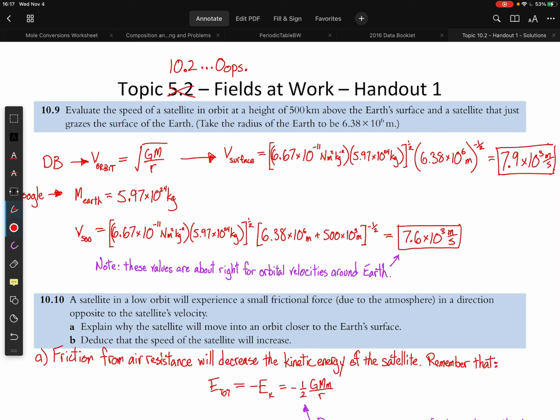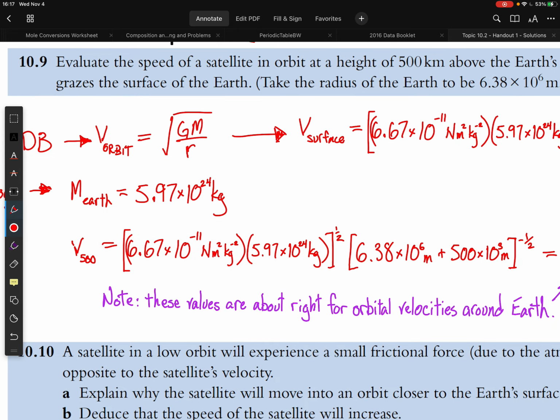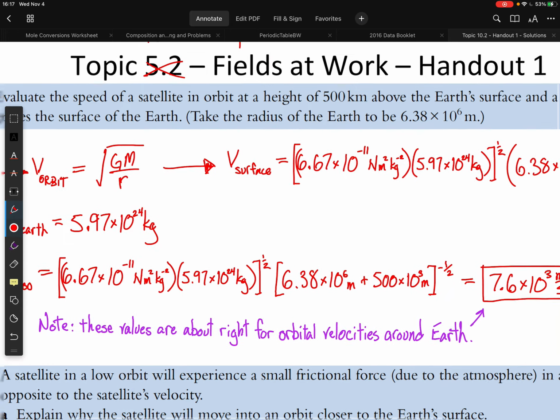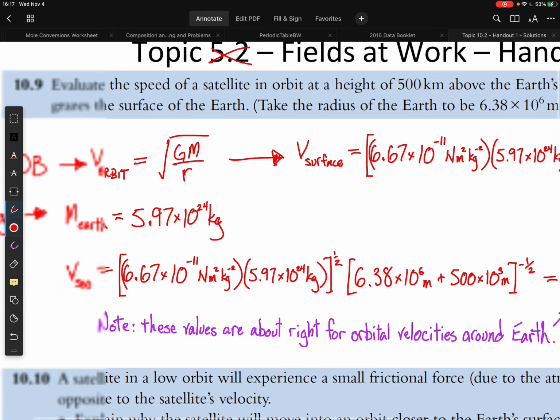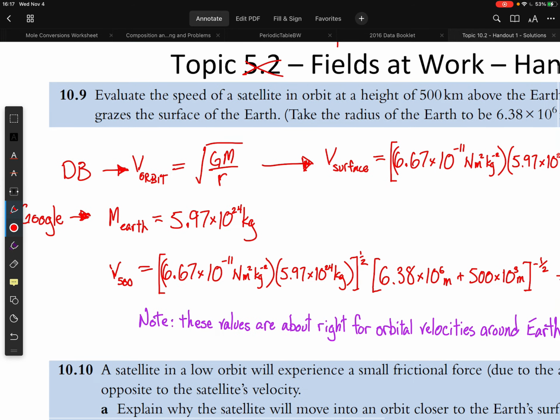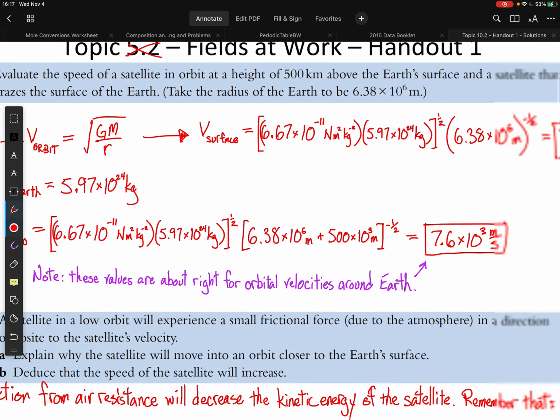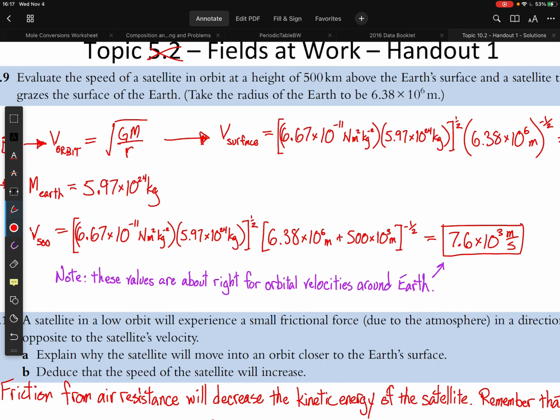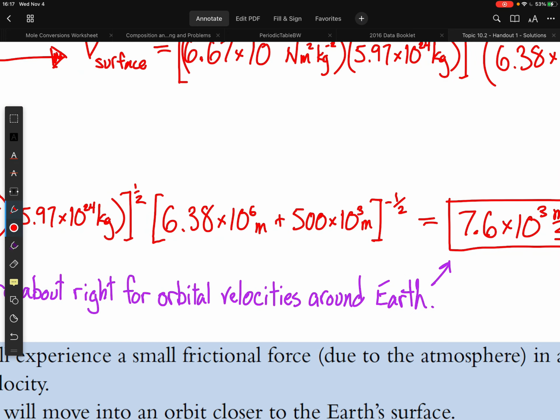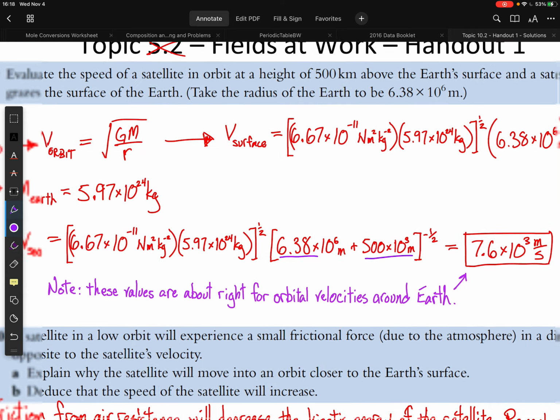Next, we have a satellite that is just grazing the surface of the Earth, okay? Or actually, that was our first calculation. So our second calculation is the velocity of the satellite in orbit. And we're going to find that the orbital velocity is a little bit slower. Note also that here, our radius is going to be the sum of the radius of the Earth plus the distance from the Earth, okay?